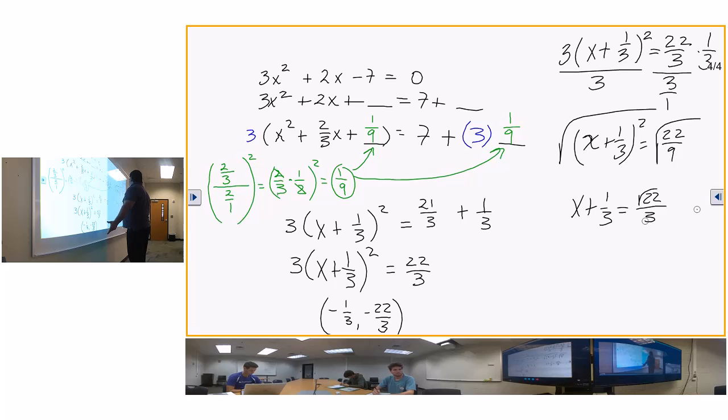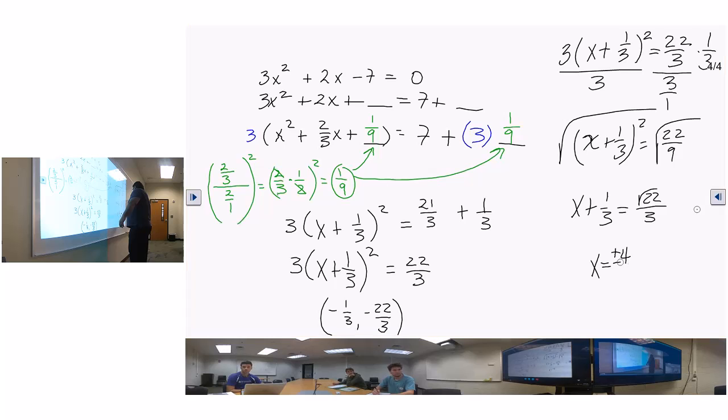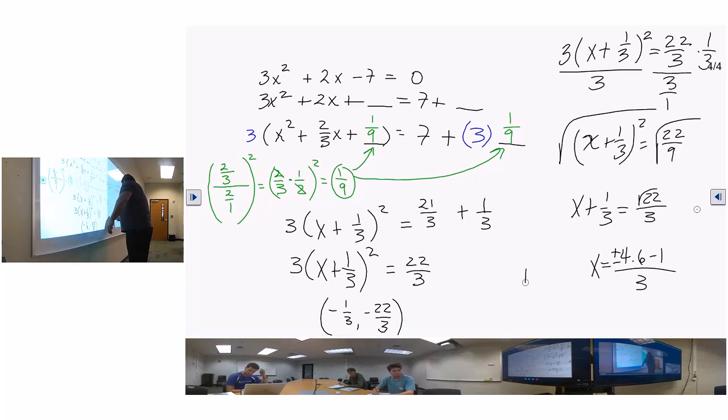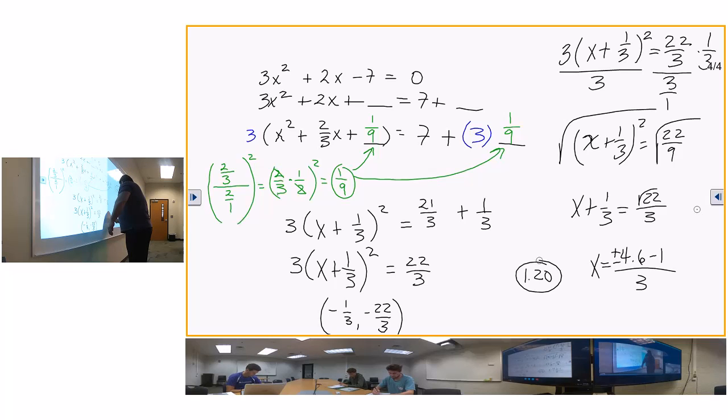If 5 is the square root of 25, I say 4.8. What is it? 4.7? I don't know. I'm just guessing. Square root of 22, what is it? 4.6 and 4.7. Okay, 4.6. Positive or negative 4.6 minus 1 over 3. And what's 4.6 minus 1? Negative 4.6 is negative 5.6.